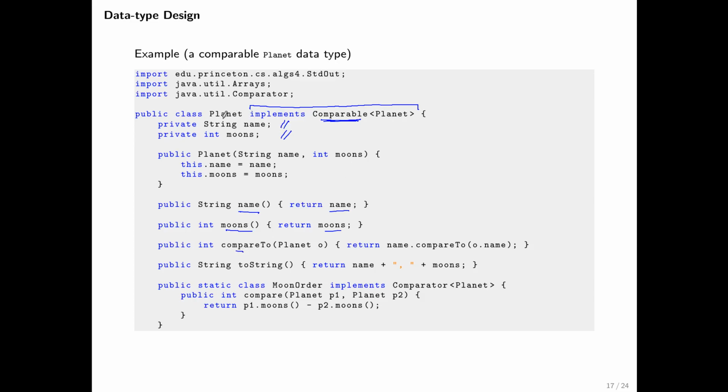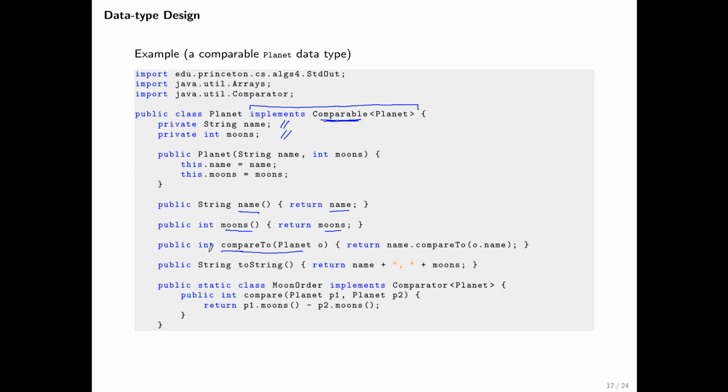Now, whenever you have a type implement an interface, you have no choice but to implement all of the methods that are declared in that interface. Okay, so you have to do that, otherwise the compiler is going to report an error. But in this case, Comparable, we know just has one method, the compareTo method. So we just need to implement that, and that's exactly what we have done here.